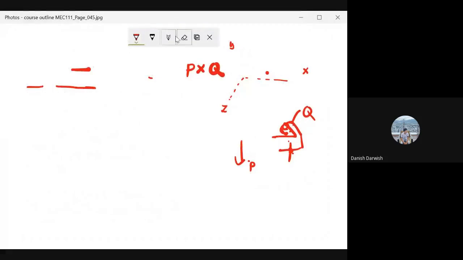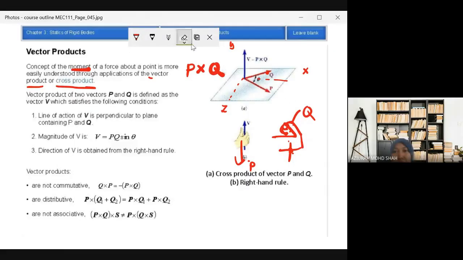Dia punya direction of the vector V, hasil V akan ke bawah. So V adalah produk dia, produk daripada P cross, dalam kes ini adalah Q cross P. Faham tak? Maksudnya kalau Q dia belah kanan, P dia belah kiri, so dia punya V ke bawah sebab ikut ibu jari dia ke bawah.